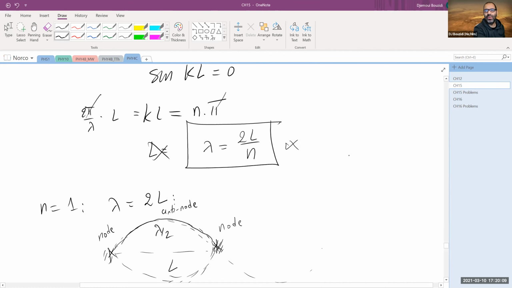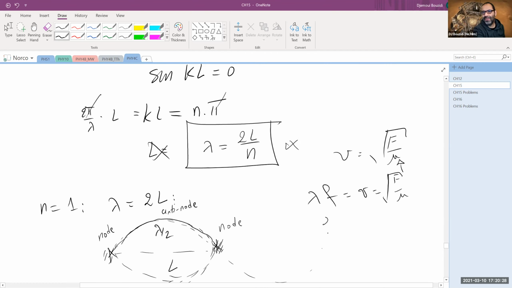Remember the speed of the wave, we found it also to be the square root of the force, in this case the tension, divided by mu. She did not change the string, so mu did not change. And lambda times the frequency is equal to the speed, which is the square root of F over mu. So the frequency must be equal to 1 over lambda, and 1 over lambda is just n over 2L, times the square root of F over mu. So this is the expression she's dealing with now.